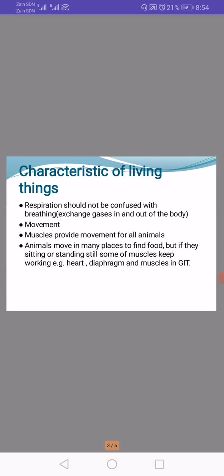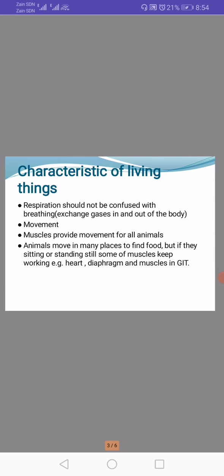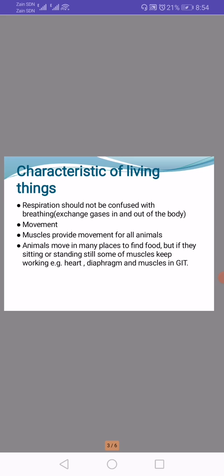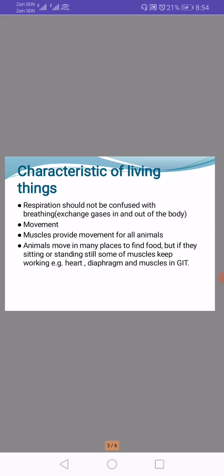The third characteristic of living things is movement. Movement means changing position. So in animals, muscles provide that movement for the animal. Animals move to different places to find food. They keep looking for their food, so they change places.